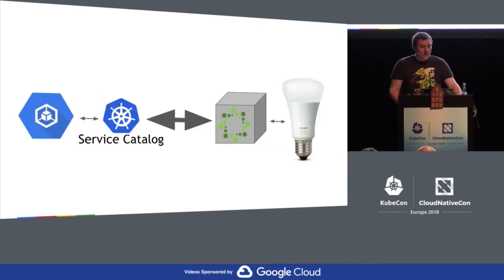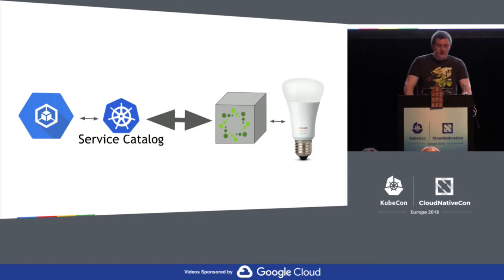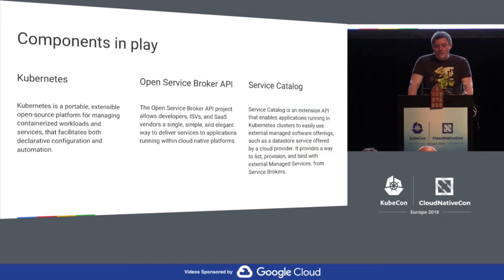So the very general architecture that I ended up with was GKE, managed Kubernetes, talking with Service Catalog. And then Service Catalog talks to a broker, and then the broker talks to my legacy code and a light. So the components are K8s, which you should know about by now. It's day 3 of the summit. OSB API, which we're about to go over, and Service Catalog, which we'll go over next.